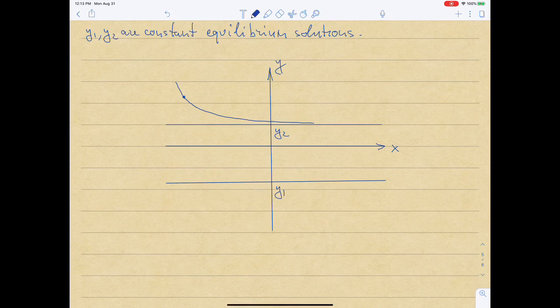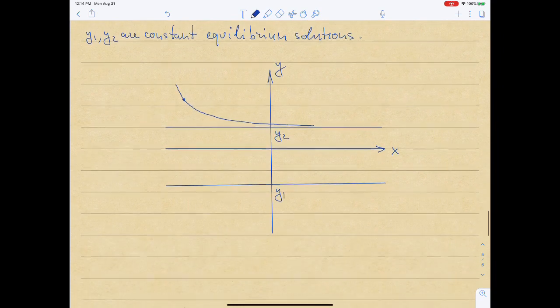I'm skipping the details here. It seems that you can have a horizontal asymptote at a level higher than y2, but you can actually show that no, that's not possible. But we're not going to consider that here.